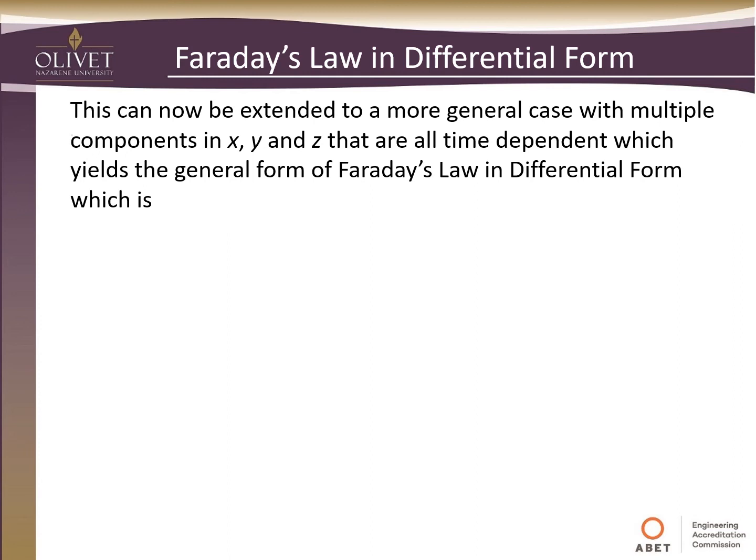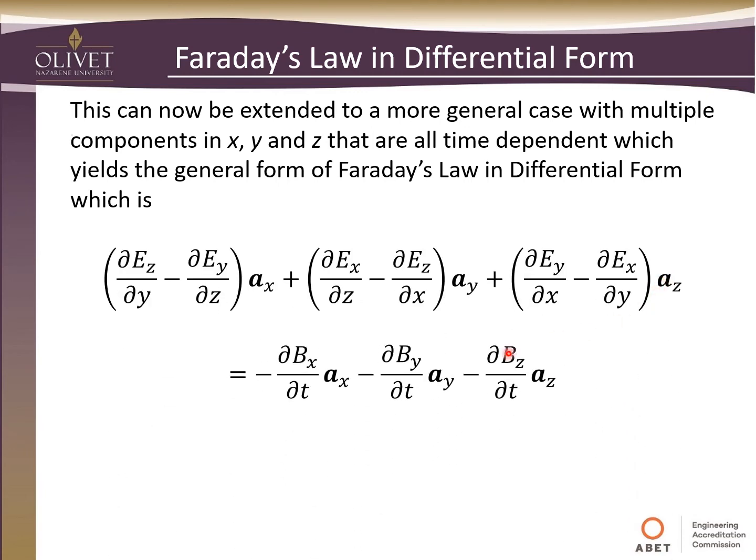Using a similar analysis, but making everything super general and adding the multiple components for X, Y, and Z, and assuming that they can all be time dependent, we can now derive the general form of Faraday's law in the differential form. And it comes to this. You can see we're just taking the difference in the perpendicular components with respect to the perpendicular directions for the E field, and then over here we're just taking the time derivative for each component in the direction that they're going.